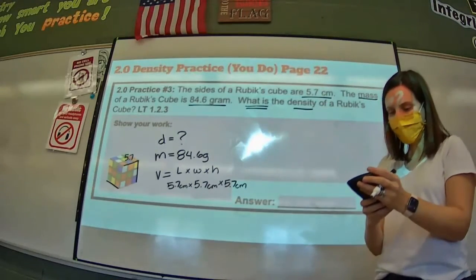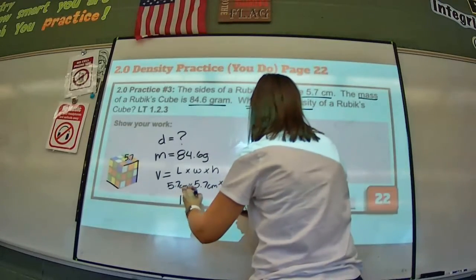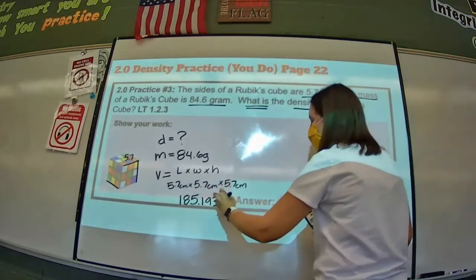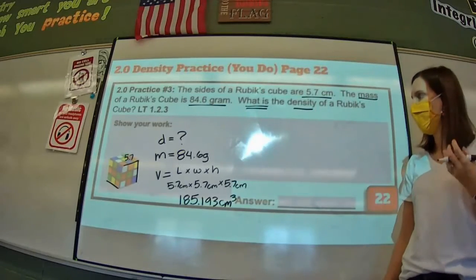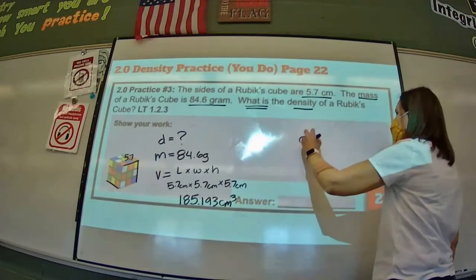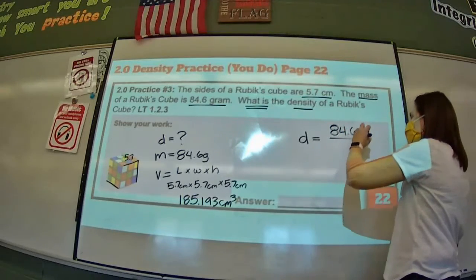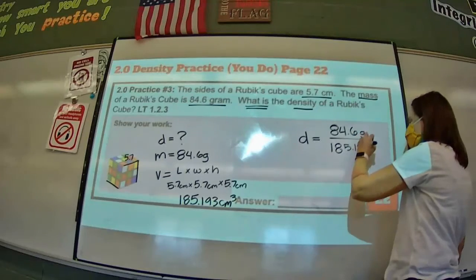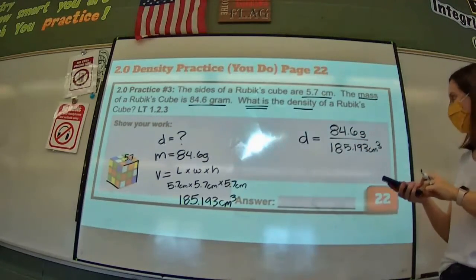So we put that into the calculator, and we get 185.193, and then centimeters times centimeters times centimeters is going to give us centimeters to the third power, so centimeters cubed. So I've got my mass, I've got my volume. Now I just need to put things into my calculator. So density is equal to mass, so my mass is 84.6 grams, divided by my volume, which is 185.193 centimeters cubed.